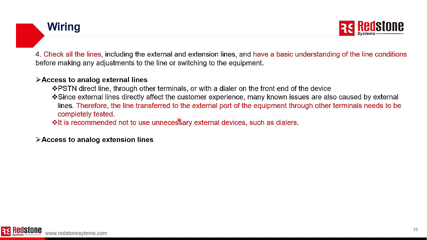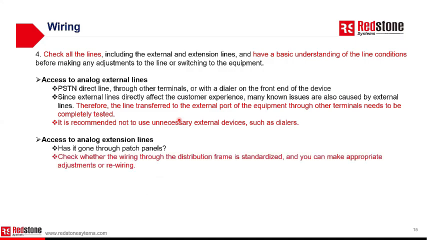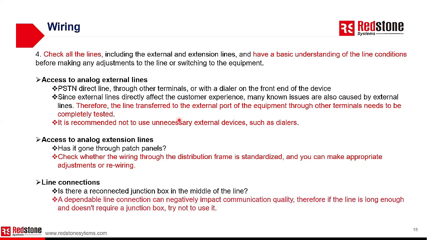Then access to analog extension lines. If you have gone through a patch panel, that's good, because with a patch panel you just have to appropriately adjust the wiring, and you need to make sure that the distribution frame is standardized. And for the line connections, as much as possible, there should be no junction box in the middle of the line. We highly recommend not using that.